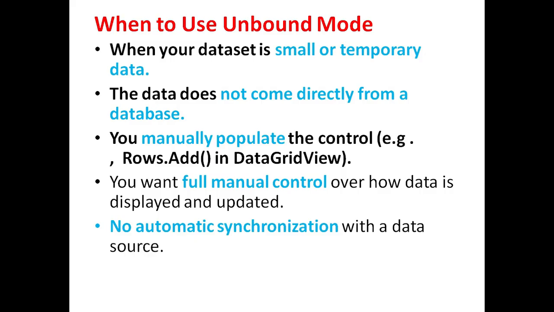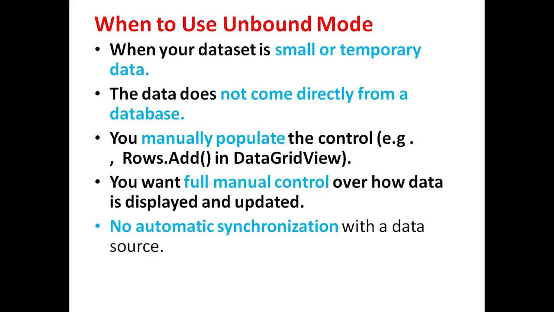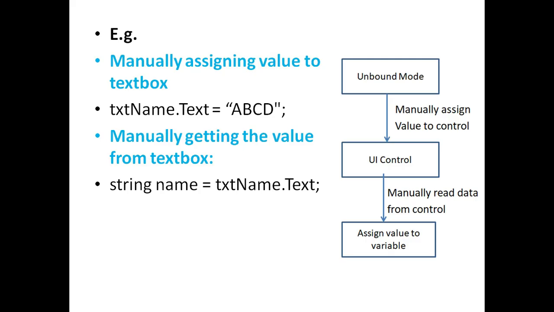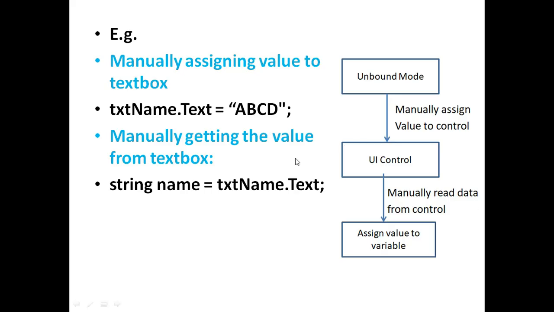For example, rows.add in data grid view, or when you want full manual control over how data is displayed and updated and no automatic synchronization with the data source is needed. For example, with unbound mode, we manually assign value to the text box like txtname.text = "abcd", where abcd is a string which is manually assigned to the text box txtname, and we'll manually get the value from the text box as string name = txtname.text, where name is a string variable and we have assigned the value of txtname to this string.